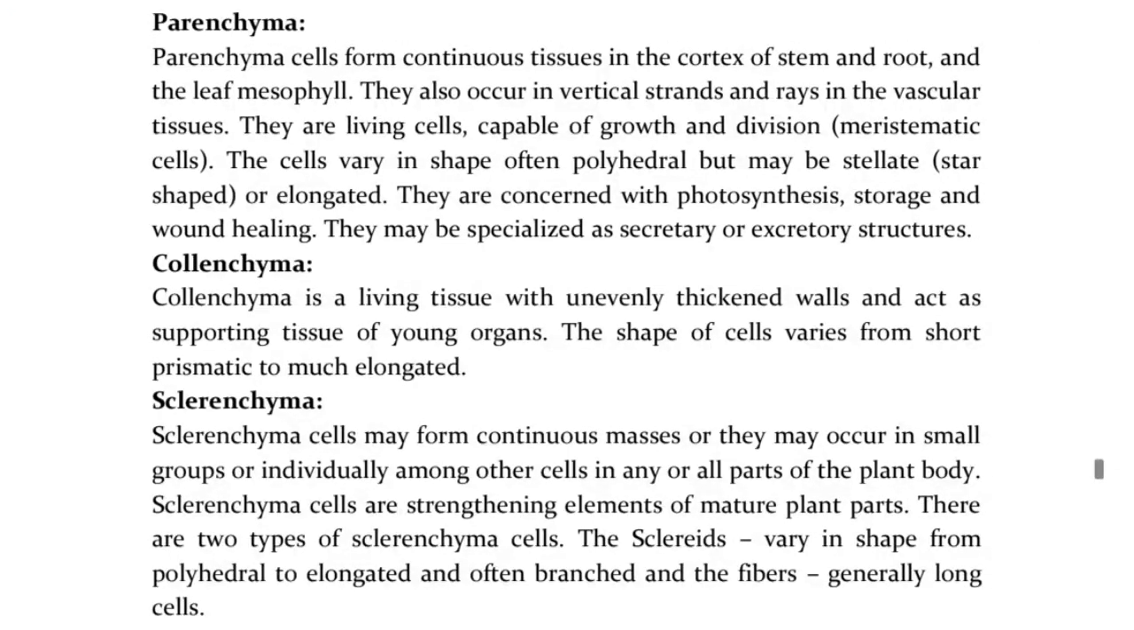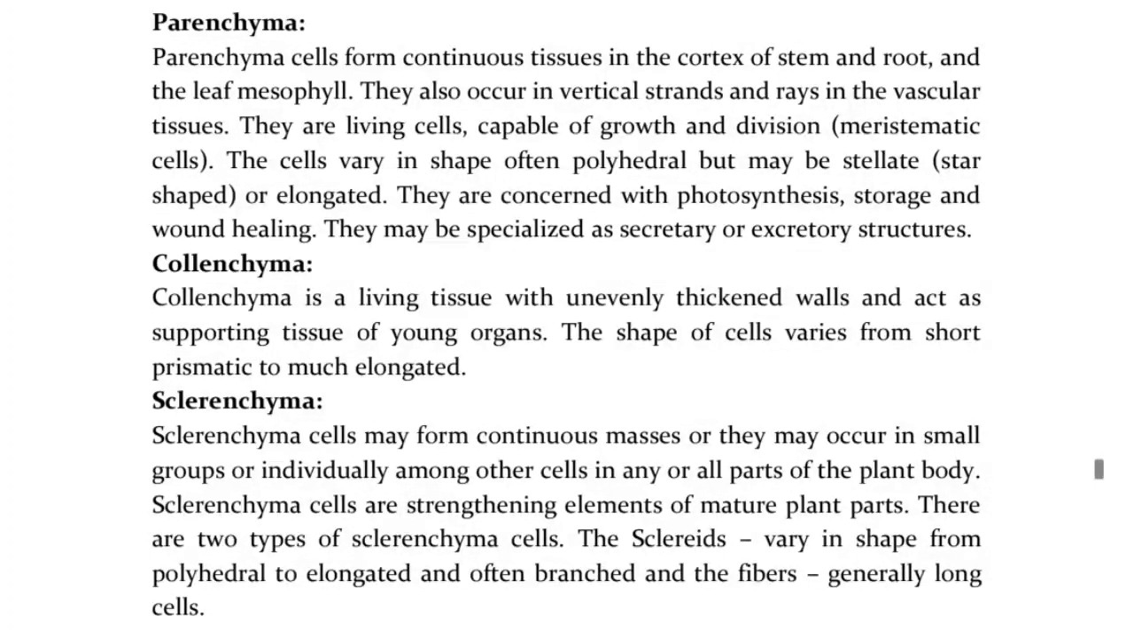Parenchyma. Parenchyma cells form continuous tissues in the cortex of stem and root, and the leaf mesophyll. They also occur in vertical strands and rays in the vascular tissues. They are living cells, capable of growth and division, meristematic cells. The cells vary in shape, often polyhedral, but may be stellate, star-shaped, or elongated. They are concerned with photosynthesis, storage, and wound healing. They may be specialized as secretory or excretory structures.